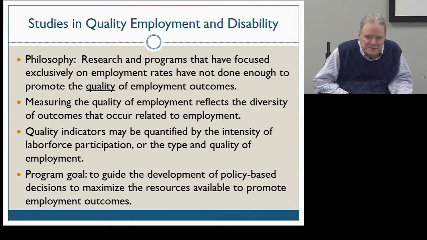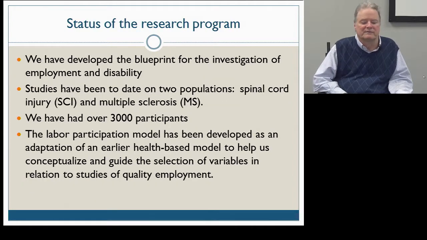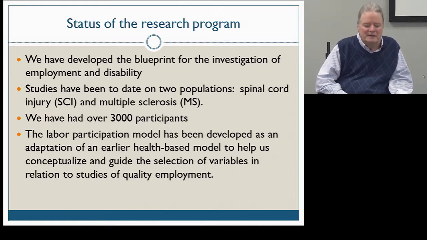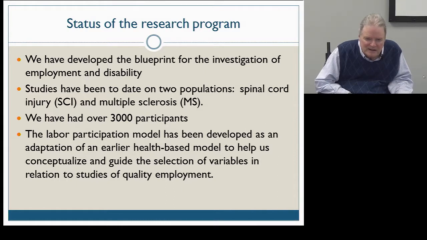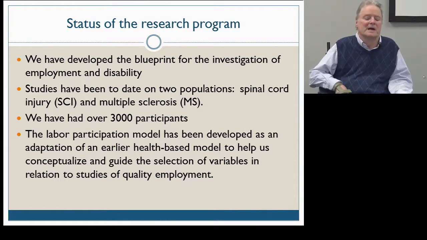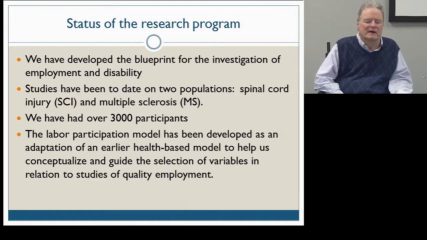So within our research program, what we feel we've done is develop the blueprint for investigation of employment and disability. And what that means is we started with one population, and that was spinal cord injury. And we then adapted our assessment with as many common items as we could, common content, common outcomes, for people with MS. And we have had over 3,000 participants between the studies. I'm only going to talk about MS today and those 1,300 participants.